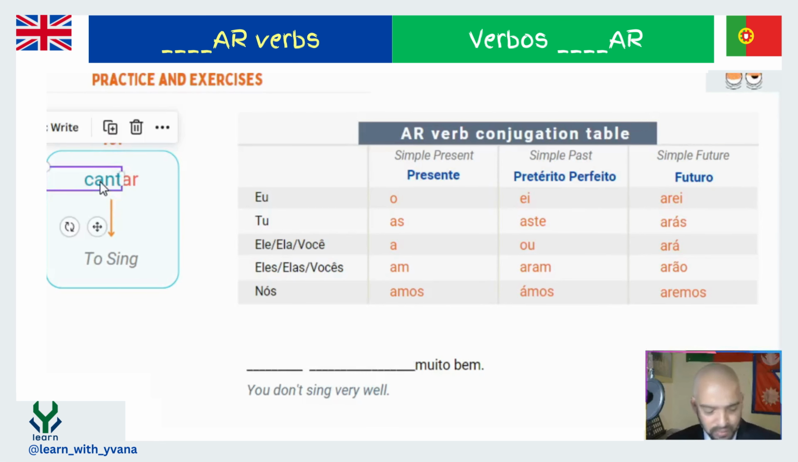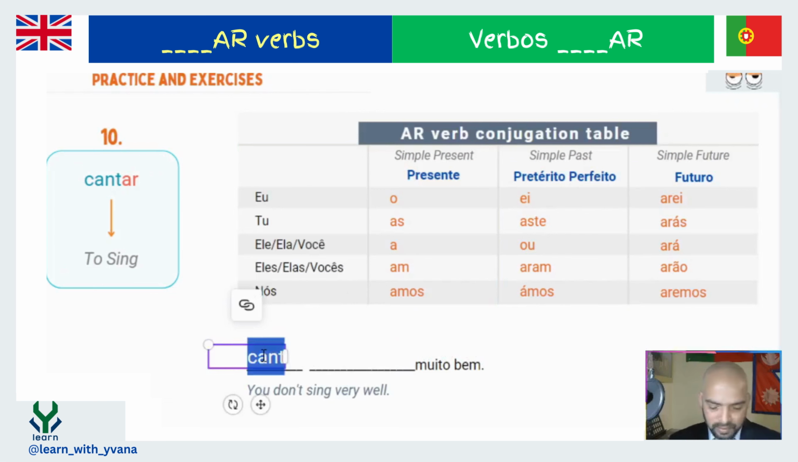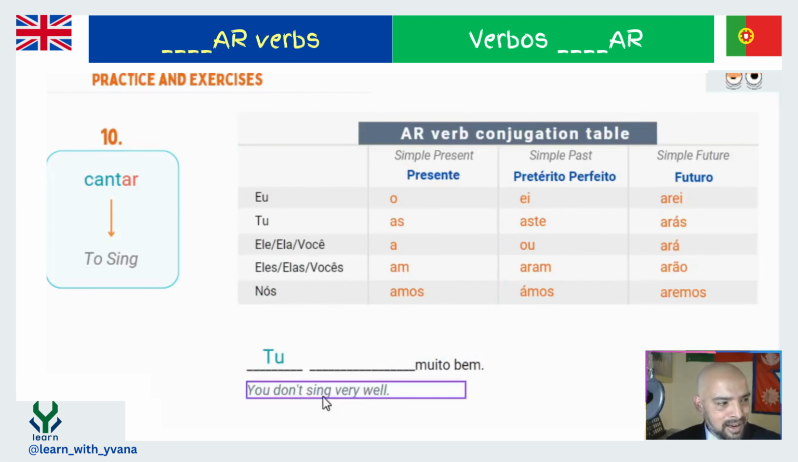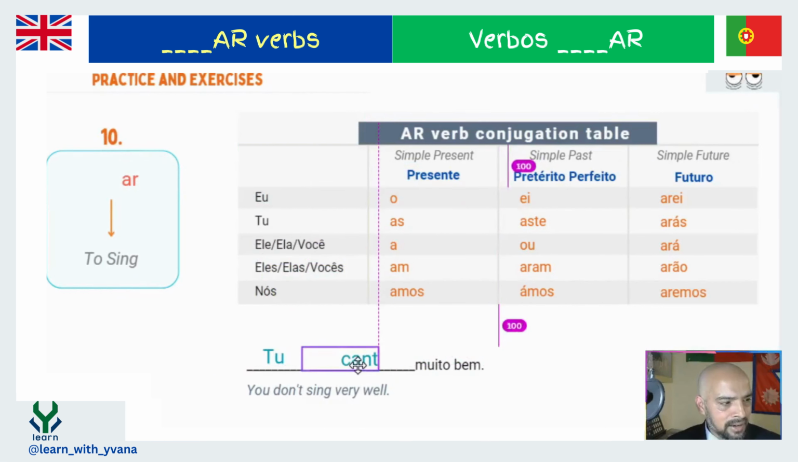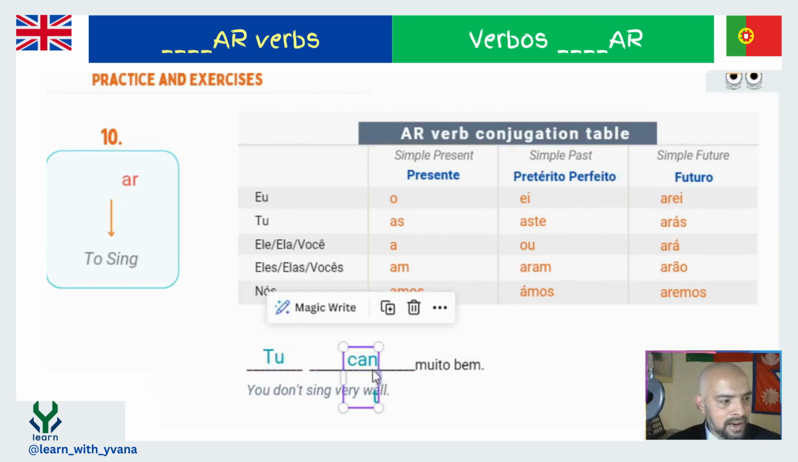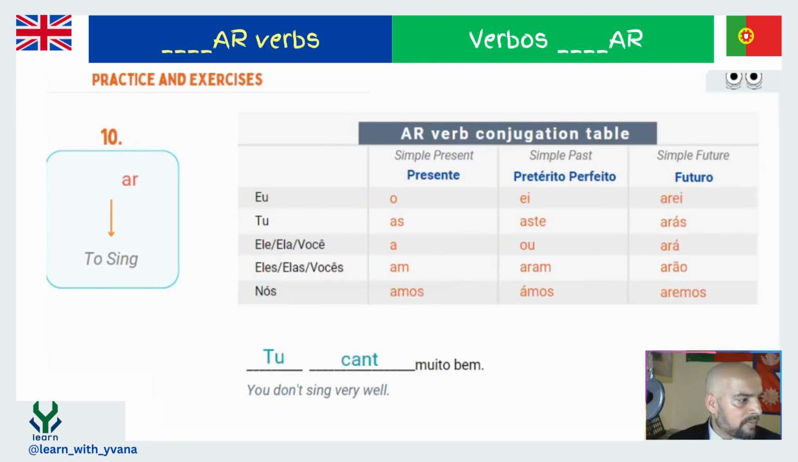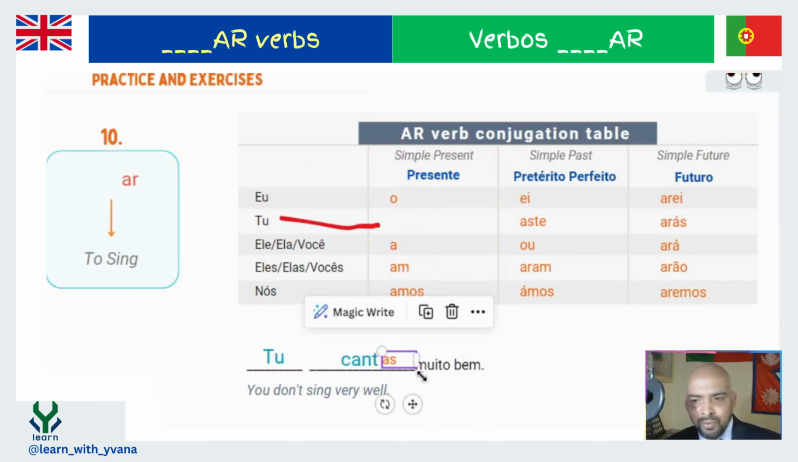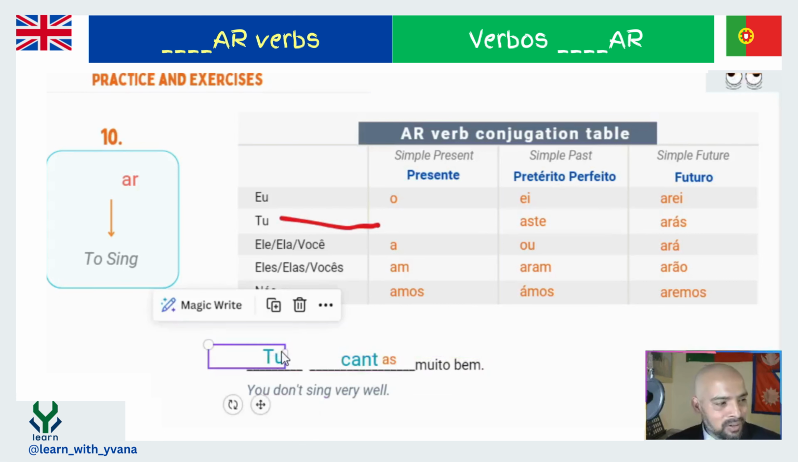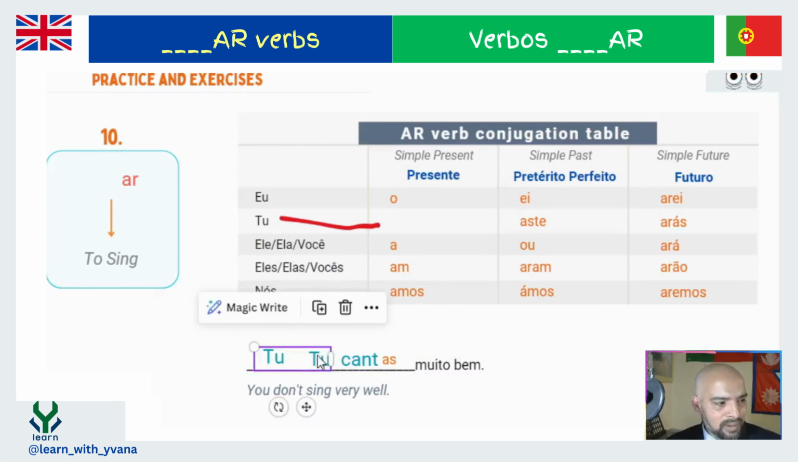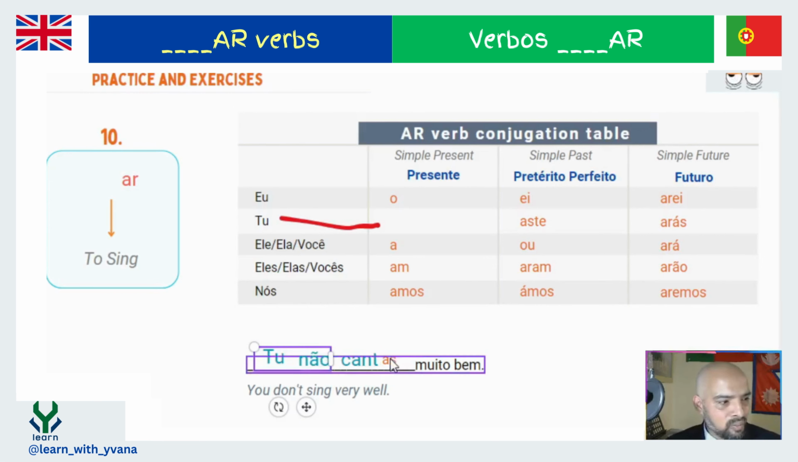So for you, we say tu, and with sing, we just take the cant here, right? And with tu, in present tense, what is the form? Tu is as, right? So we just take this as and we keep it here. Now, tu cantas muito bem. That means you sing very well, but if you want to say you don't, what do you do? You just put não in front of the verb. Tu não cantas muito bem.